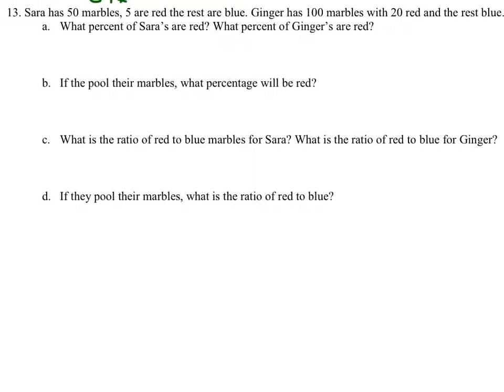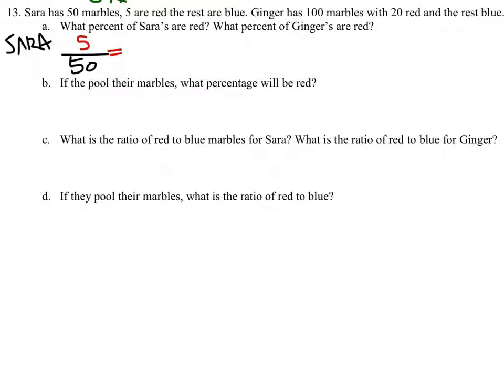Number 13. Sarah has 50 marbles, 5 red, and the rest are an evil color. Ginger has 100 marbles with 20 reds and the rest being that other evil color. What percent of Sarah's are red and what percent of Ginger's are red? So let's look at Sarah first. Sarah has 50 marbles total and 5 of them are red.